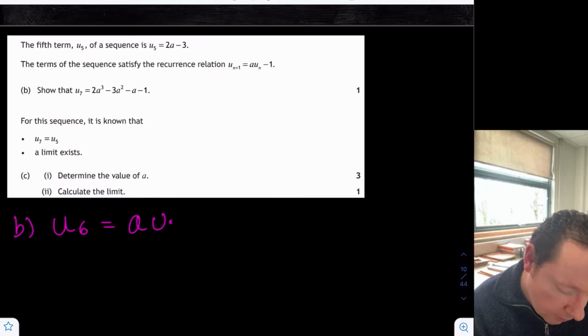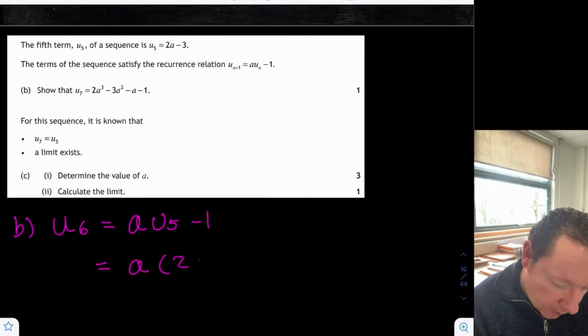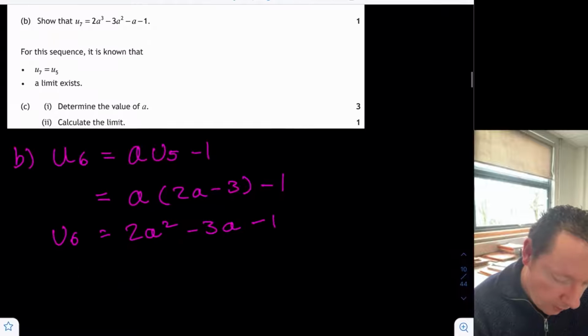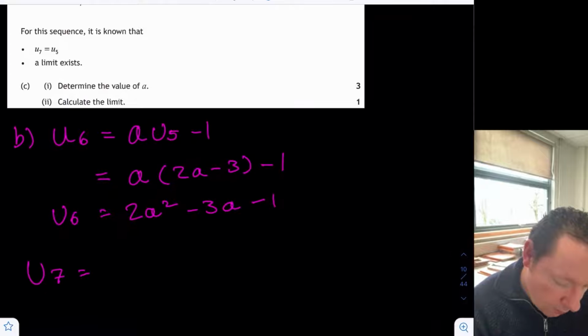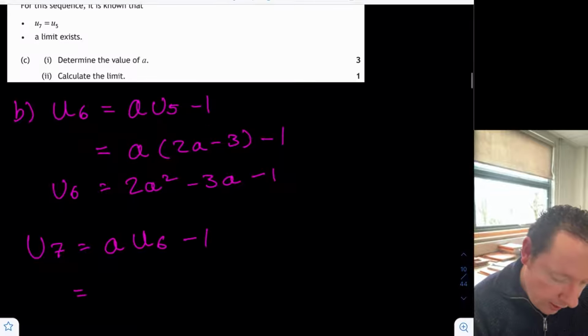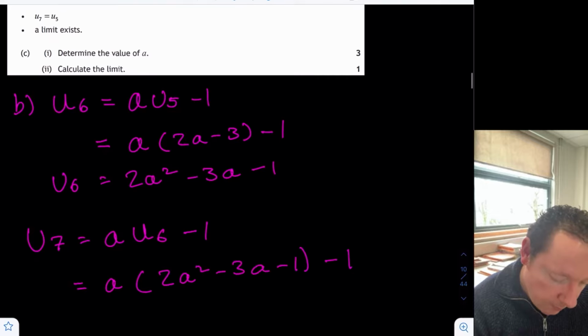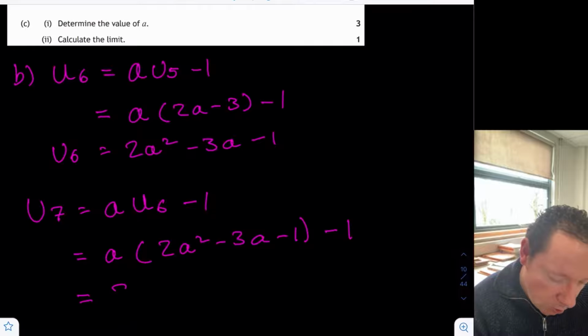u5 minus 1, so that equals a times 2a minus 3. Take away 1. So u6 is equal to 2a squared minus 3a minus 1. And now we need to do u7. Well, u7 is going to be a times u6 minus 1. So that is a times 2a squared minus 3a minus 1. Take away 1. Multiplying the brackets out, we get 2a cubed minus 3a squared minus a minus 1.